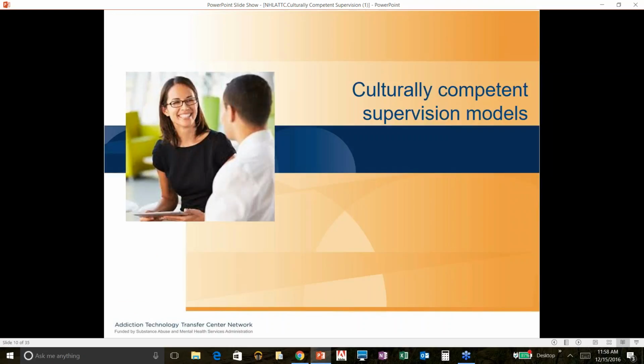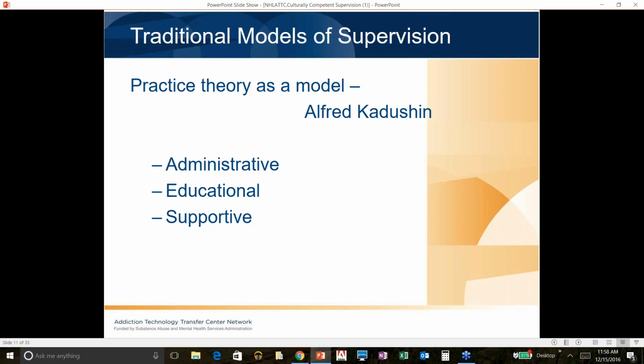So I'm going to discuss very briefly a few culturally competent supervision models. Well, actually, I guess a couple. This will go relatively quickly because I want to move on to the application. We all love application and skills. So practice theory is a model. Alfred Kadushin gave us a model, and there are several models out there. I happen to appreciate his work. He was a social worker, but there are definitely other models that are quite similar as well. He discussed the administrative, educational, and supportive roles of supervision. There's another framework out there that talks about normative, formative, and restorative forms of supervision as well, but I won't discuss that one today.